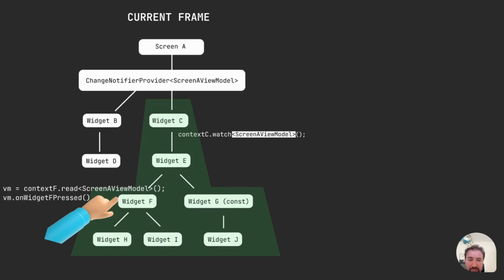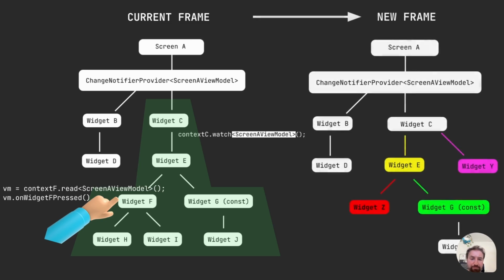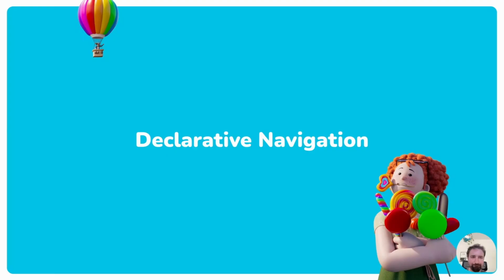Now an event happens because the user presses the widget F button. The view model receives this event and sets the new state accordingly. In the next frame, widget C is rebuilt because it is already subscribed to the state changes. As a result, widget E is updated, widget F is replaced with widget Z, and widget Y is added. Nothing happens to widget G and its children because widget G is a const widget.